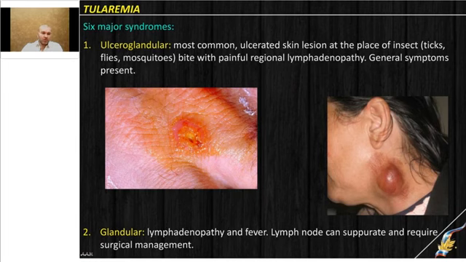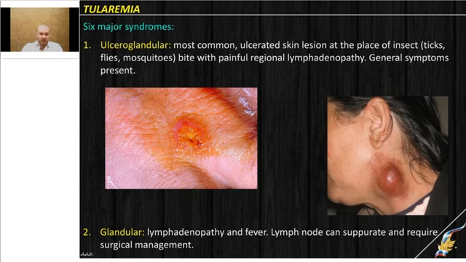So the most common type of disease is ulceroglandular, which means that you have an ulcer in that subject, which is the gate of entry, and the closest regional lymph node is affected. Usually that type of disease is transmitted through some insects, meaning vector-borne transmission. It can be a tick, a deer fly, or some type of mosquito, and that ulcer will be formed in the place of the bite.